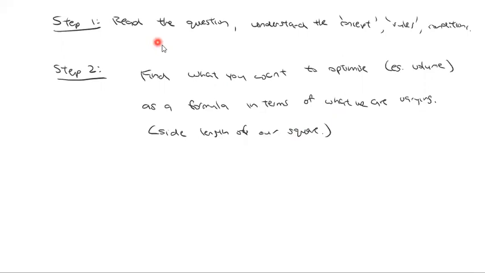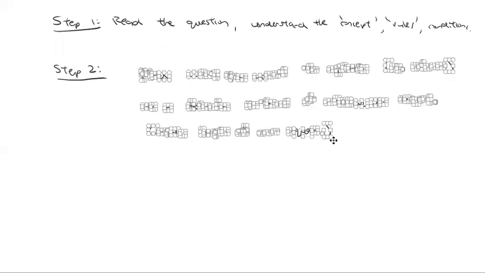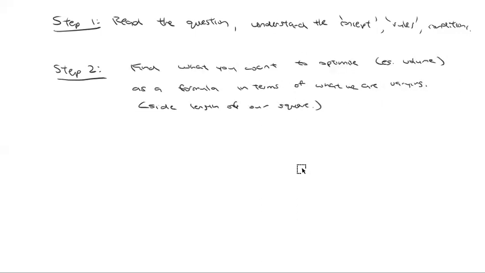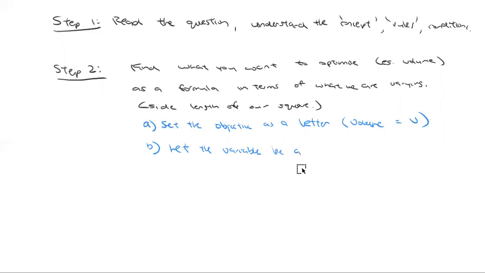Yes. All right. Now, this step 2 may be very easy to you, or it may not. In case it isn't easy, I'm going to break it down into a few steps. And some questions are easier than others. So that means you would need to set the objective as a letter. So our objective is volume. So let's just give it capital V. You would need to let the variable be a letter. This is basically all your basic algebra from junior high school, I suppose. So let the variable be a letter.